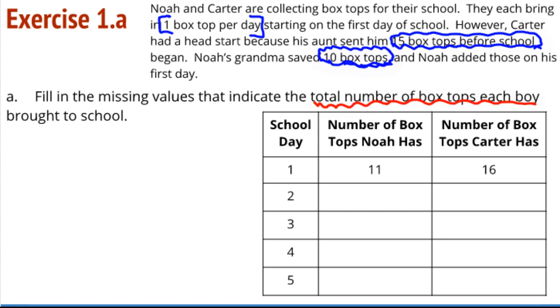So on the first day, Noah brought 11. On the second day, he's going to bring 1 more, so he now has brought 12. And on the third day, he's going to bring another one, so he has now brought 13. And on the fourth day, he brings another one, he has now brought 14. And on the fifth day, he brings another one, 15 box tops. Carter started with 16, and each day he brings one more: 17, 18, 19, and 20. So lots to think about as you look at these tables. Make sure that you are reading and understanding what is happening here.